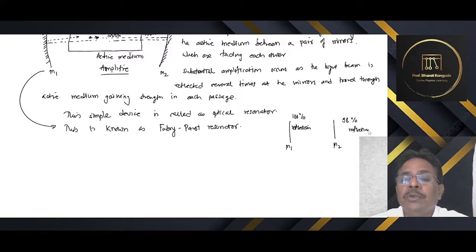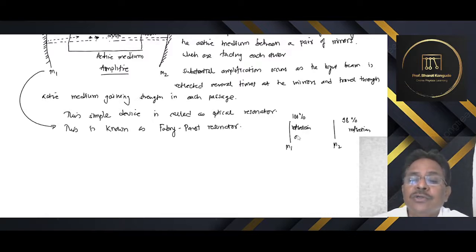Why? Because if it goes on continuously reflecting between these two mirrors, then a stage will come when this entire apparatus will burst, because a large amount of energy will be stored in this type of device, and it will become a bomb. To not let that occur, one of the mirrors should have some transmission.